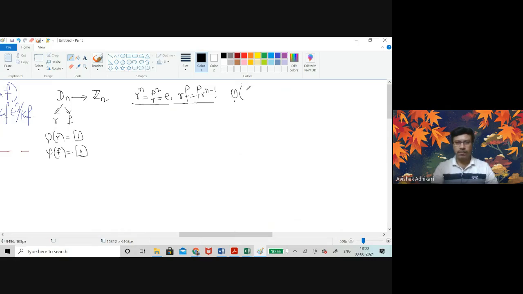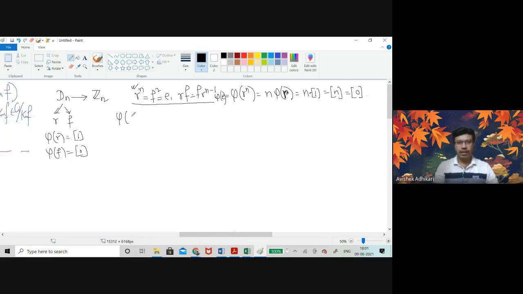Okay, first, let's take phi of r to the power n. What is this value? This value is n times phi of r, and just now we have seen that phi of r is class 1. So this is class of n, and class of n in Zn must be class of 0. So this is my phi of e that goes to 0. So this property is satisfied.